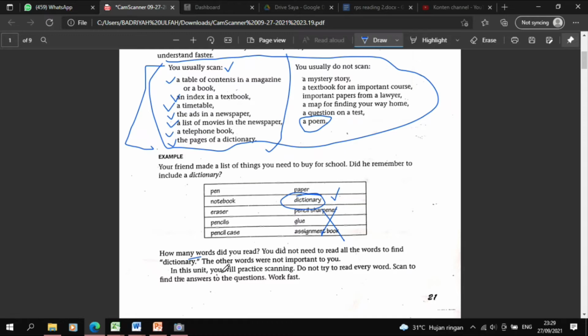Okay, so in this unit, you will practice scanning. Do not try to read every word. Scan to find the answer to the question fast.